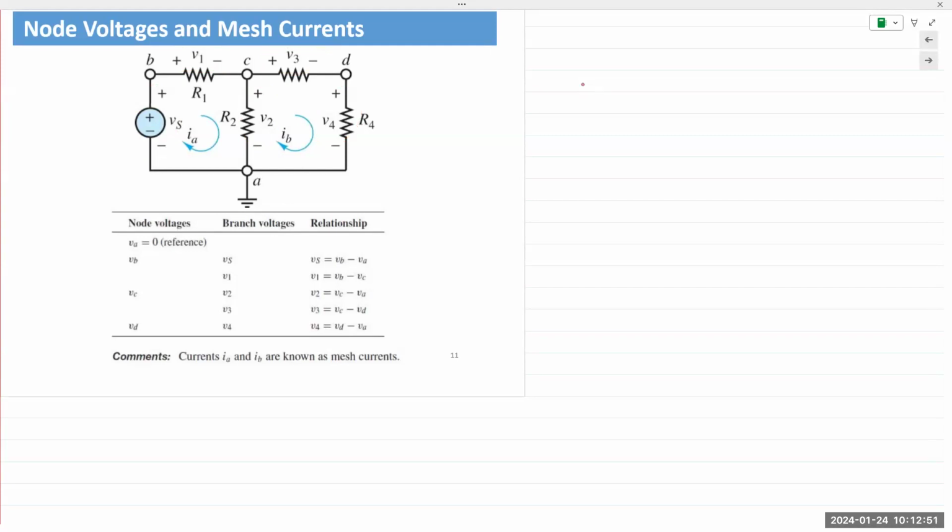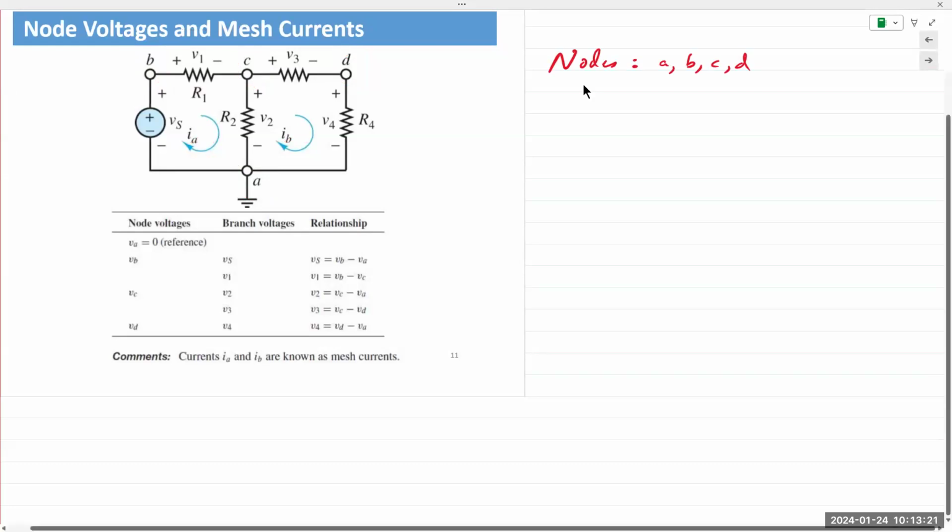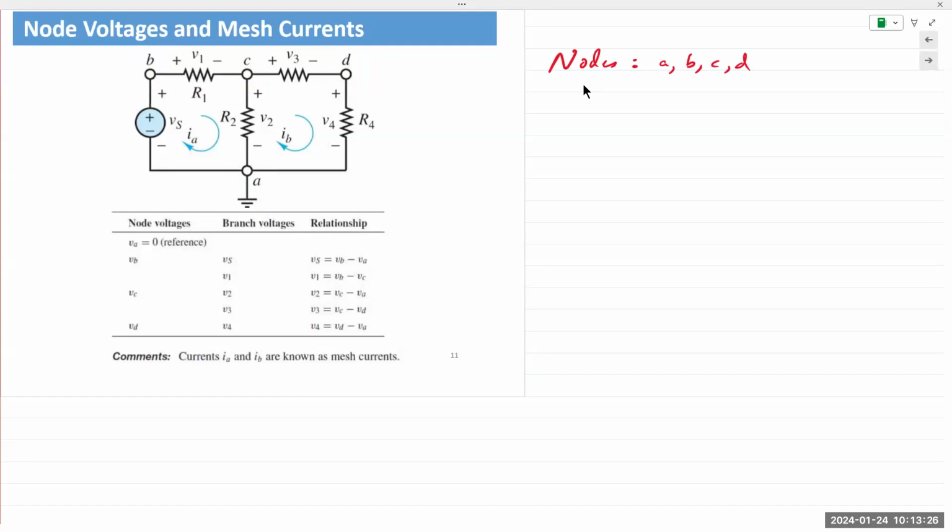Plus the nodes are labeled A, B, C, D. So those are the nodes that are present in the circuit. There are mesh currents, but we will not look at those just yet. So don't worry about IA and IB. Okay. Let's still take a look at the nodes A, B, C, and D. What do we see?